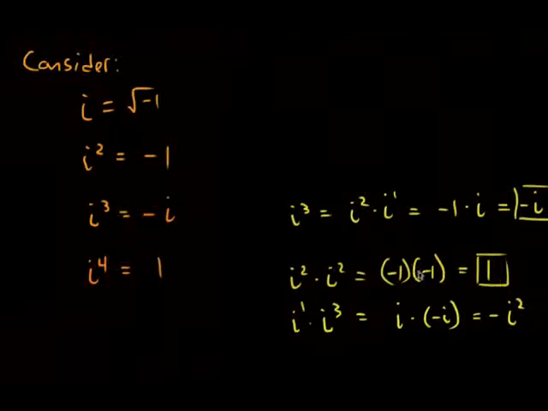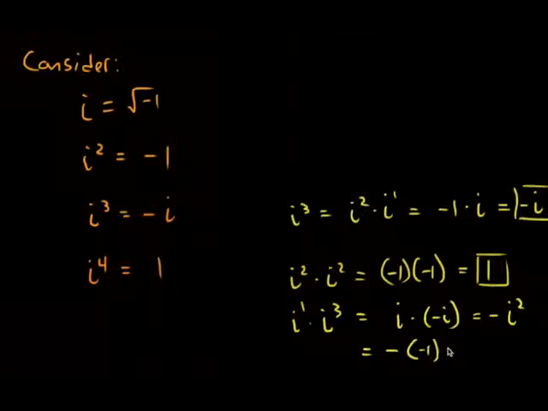But what's i squared equal to? Well, -1. So this is going to equal the negative of -1, which is +1. So it does seem to verify out in both cases.